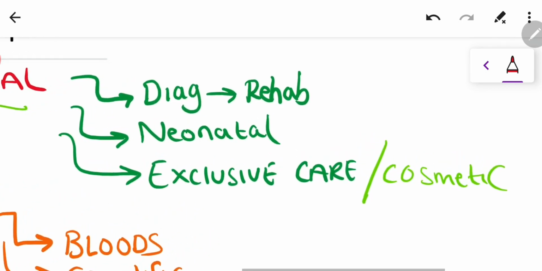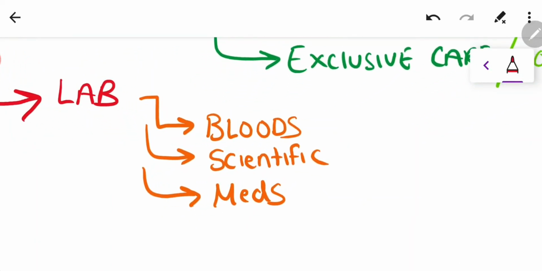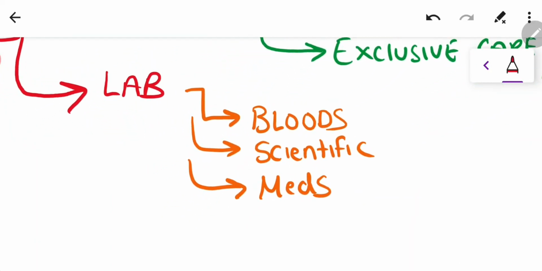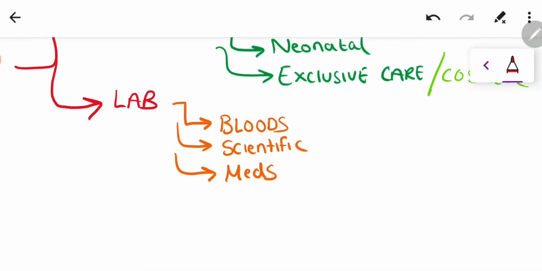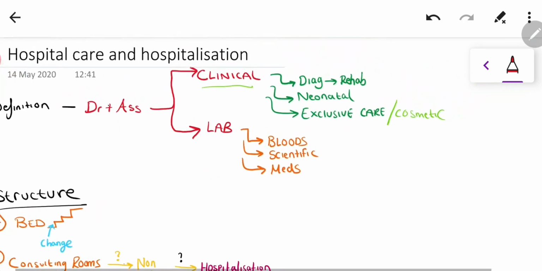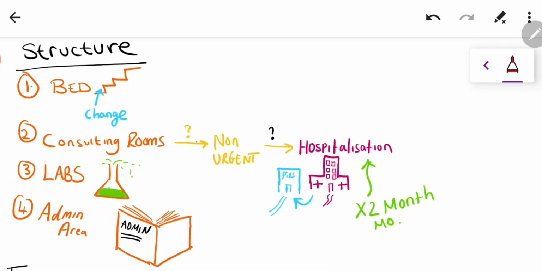So 3 simple things, yeah. Diagnosis to rehab, neonatal and exclusive care. Then you can talk about laboratory activities. So blood tests, scientific tests, whatever they may be, yeah, maybe research or something, and medications, yeah. I think the medications would come under the pharmacy aspect, because you'll see later on over here the structure where we have pharmacy included within the structure of the hospital.